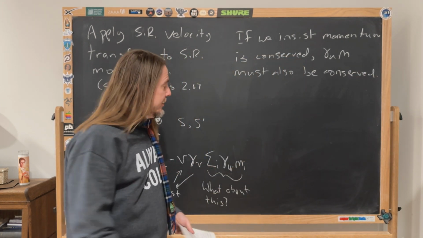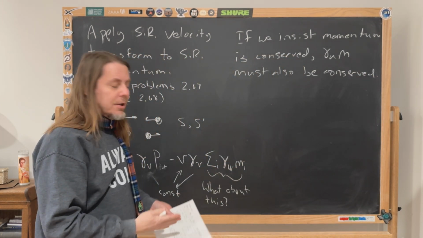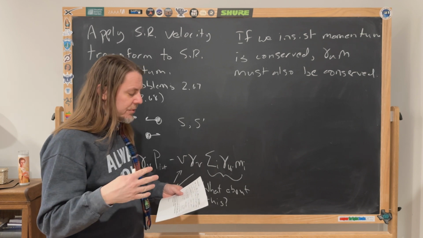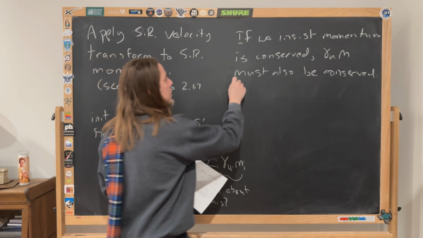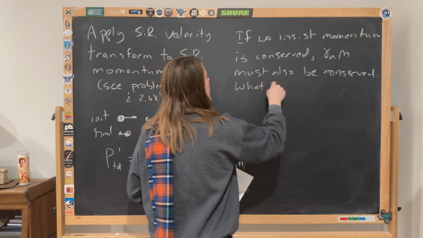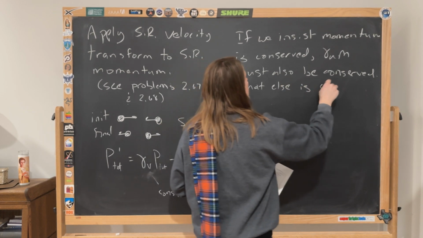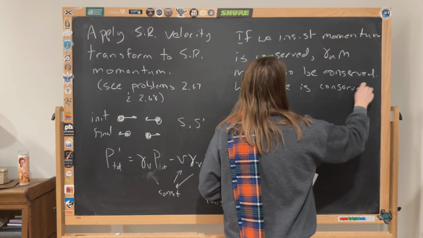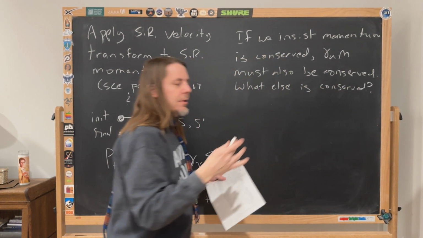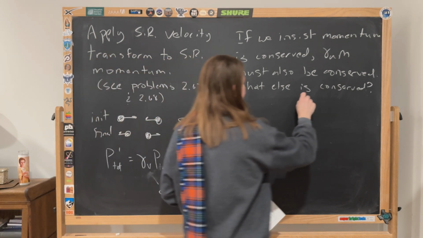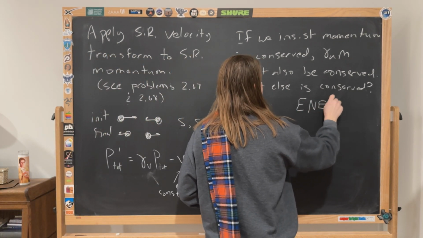That would be the case, right? So whatever this is has to be constant before and after the collision. So it has to be constant. So what is it? What else is conserved? Right? Energy is conserved. Oh my God, this must represent the energy.